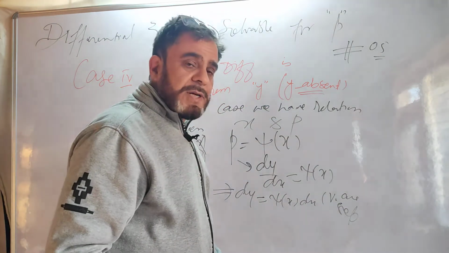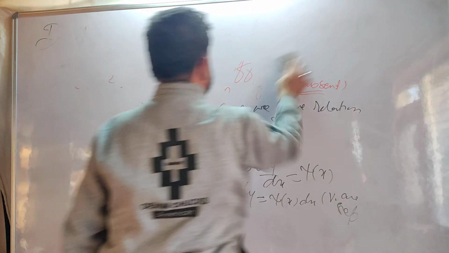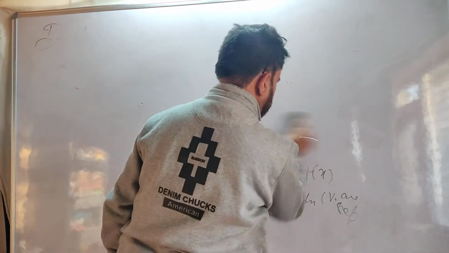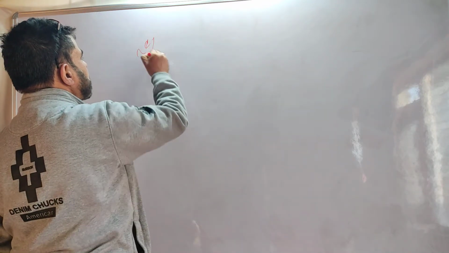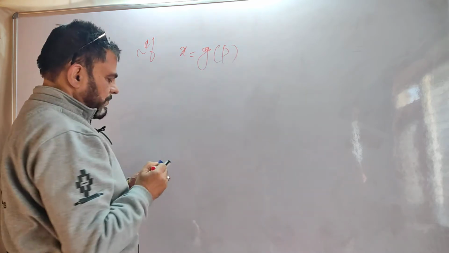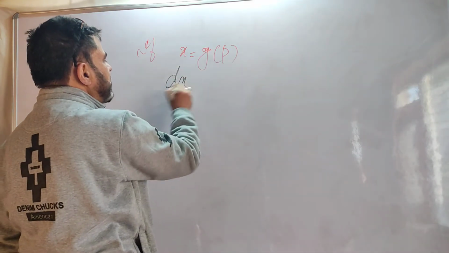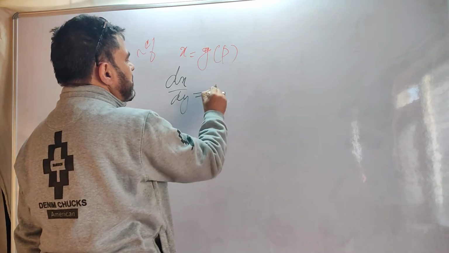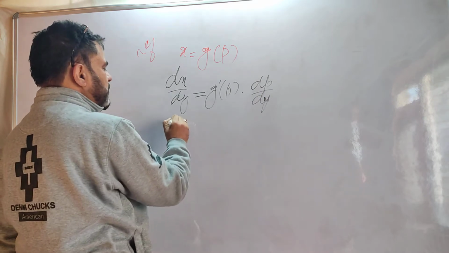But if X is a function of P, the other subcase of this case, next case, if X is some function of P, how do we do? That means we will differentiate, dx by dy is g dash p dp by dy.